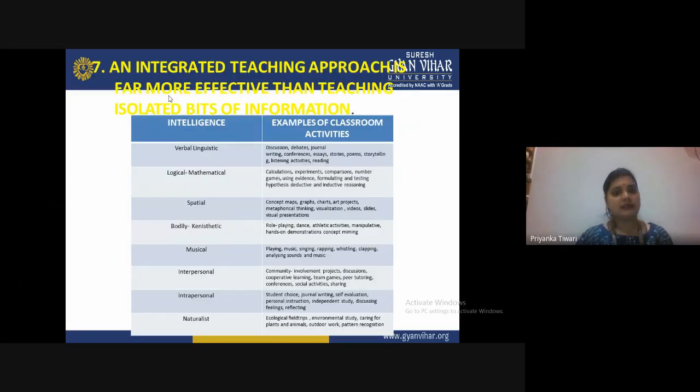And these are some integrated teaching approaches, more effective than teaching isolated bits of information: verbal-linguistic, logical-mathematical, spatial, bodily, musical, interpersonal, and naturalistic. So these are some approaches. We also have some communicative approaches.